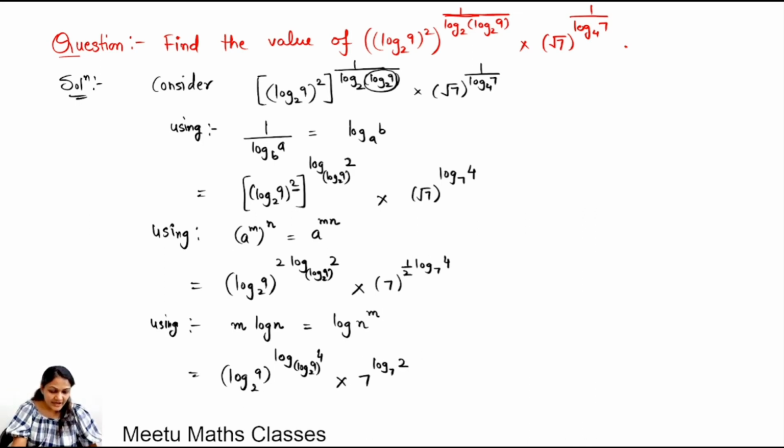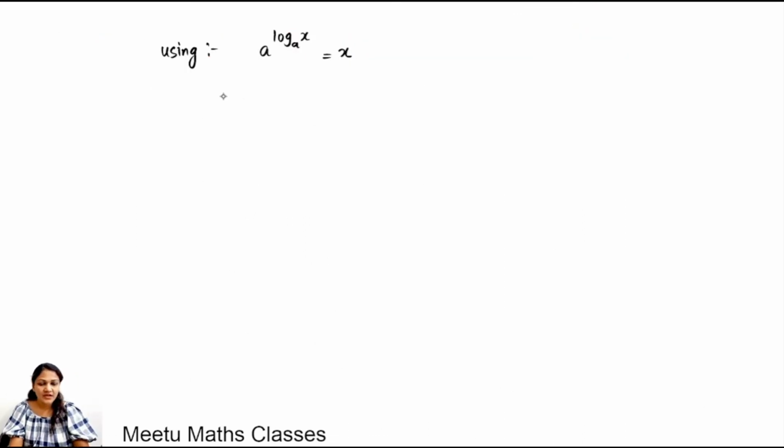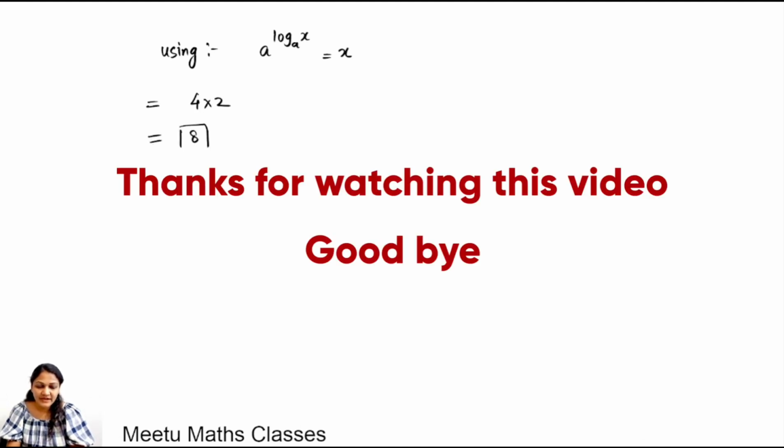Now there is another property that a raised to power log x with base a is x only. Now you can observe log 9 with base 2 and its base is also the same, here also 7 and here also 7. So your first term will be equal to 4 and the second one is equal to 2. So your answer will be 8.